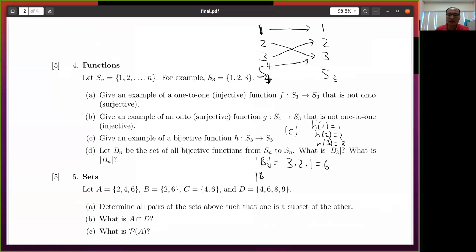And in general, when you go from Sn to Sn, the first one has n choices, the next one has n minus 1 choices, then n minus 2 choices, and so on. And it's basically n factorial, or the number of permutations. I'll stop here and I'll continue on in the next video.